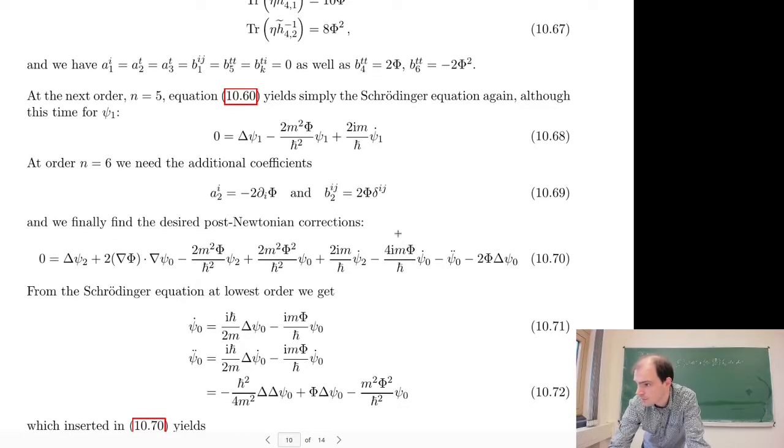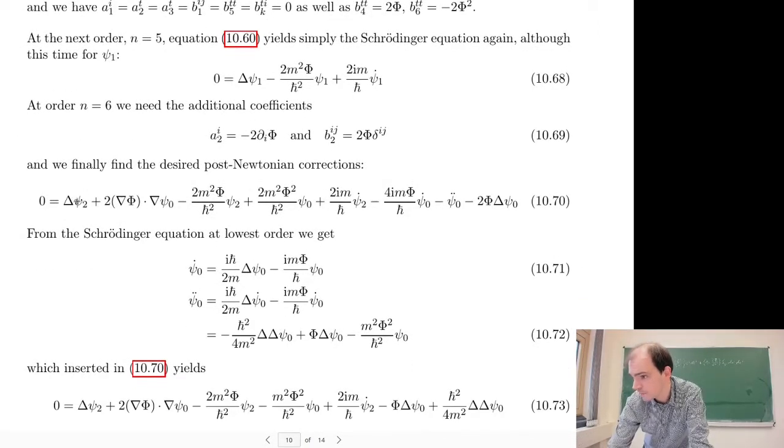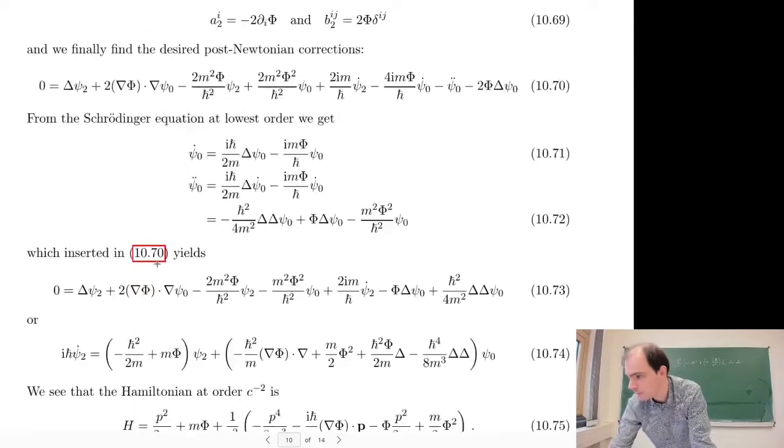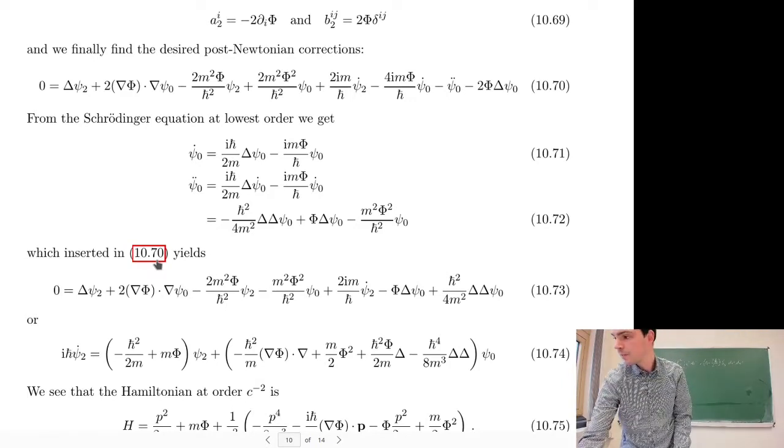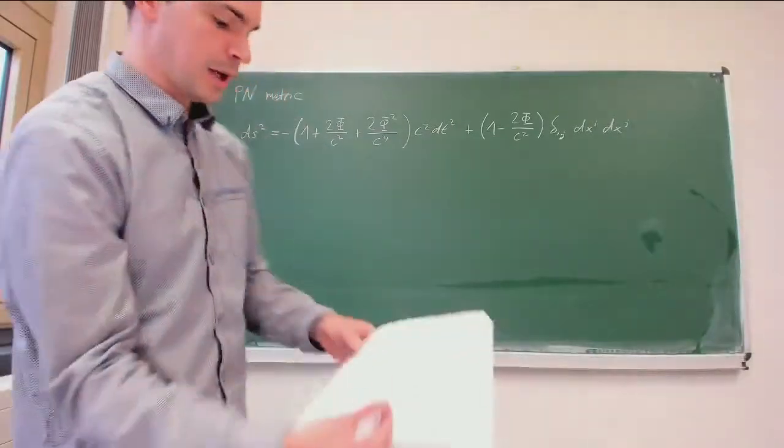And now we can insert all of those, or we can look at the Schrödinger equation for all of those, and again use the lower order Schrödinger equation to make replacements. And then basically at the order psi2, so at the quadratic order, we end up with a Schrödinger equation that we can express in terms of a Hamiltonian, which looks the following way.